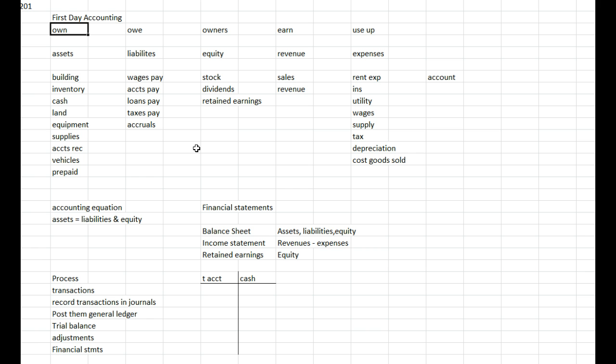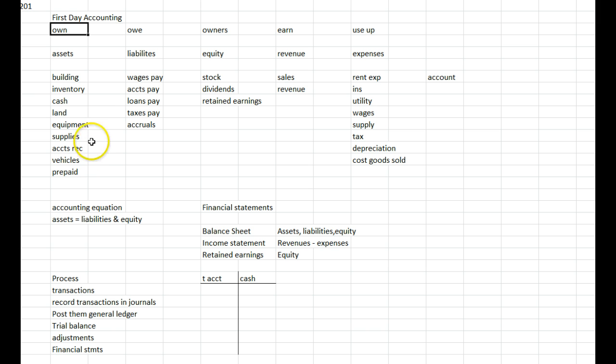And when I say we here, we are the company. We are no longer John, Joe, Jerry, anybody else. We are the company. All right. So we can look at the things we own, the things we owe, the owner's share of the business. We can look at what we earn and what we use up. And we use accounting terms for those.